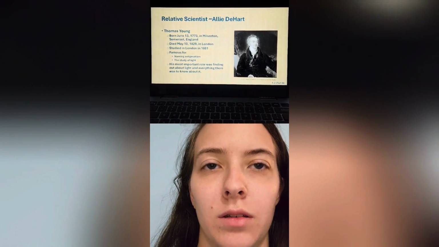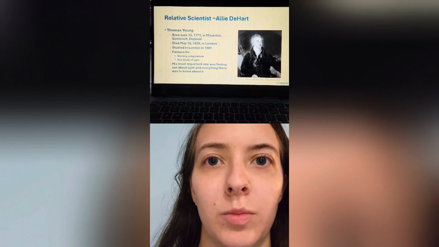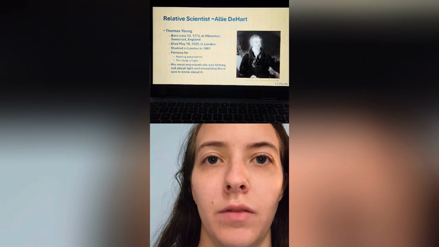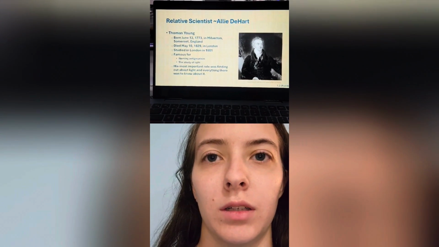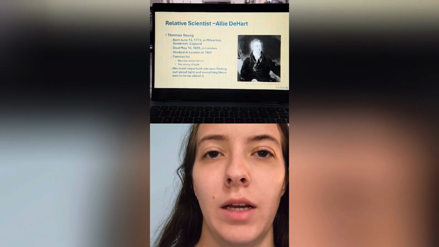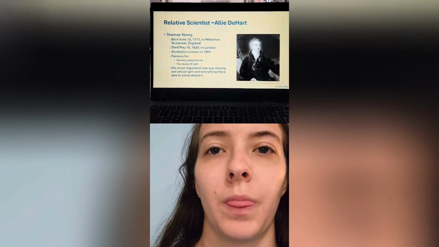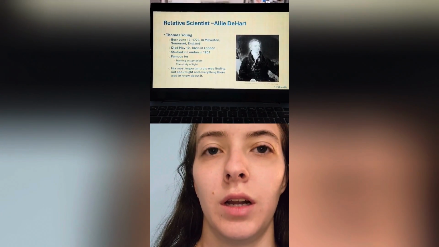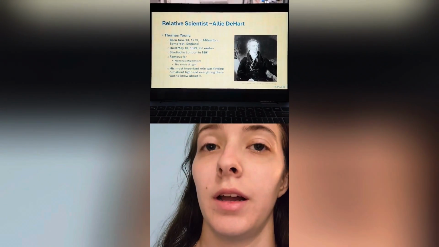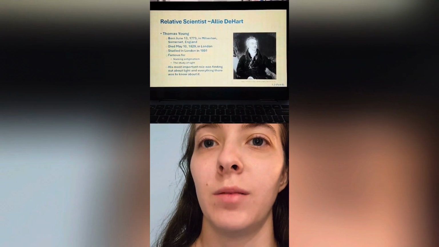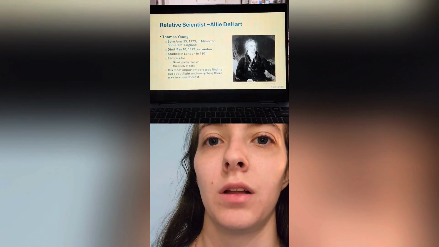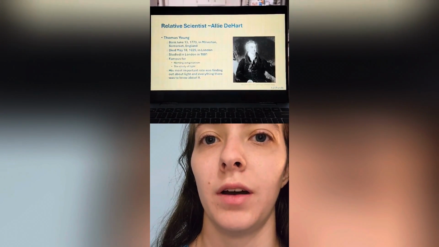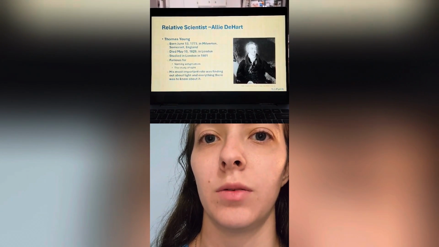Relative scientist. Thomas Young was born June 13th, 1773, in Milverton, Somerset, England. Died May 10th, 1829, in London. Studied in London in 1801. Famous for naming astigmatism and the study of light. His most important role was finding out about light and everything there was to know about it.